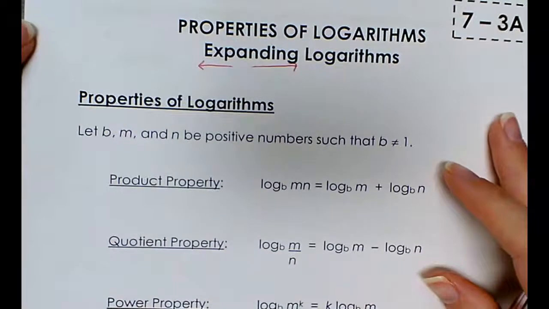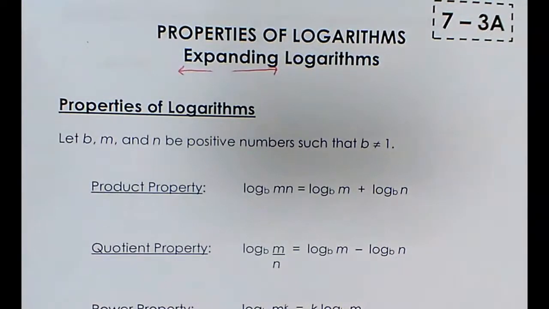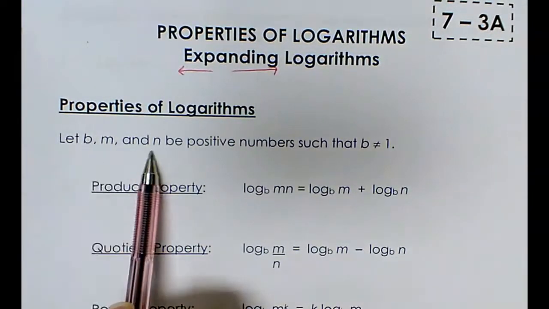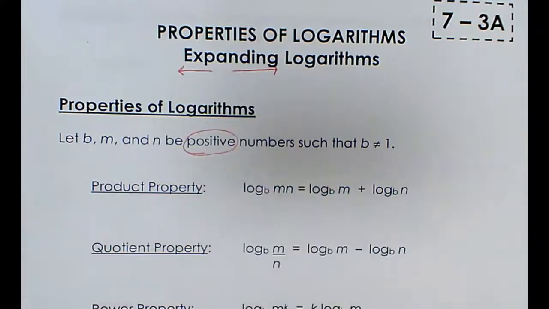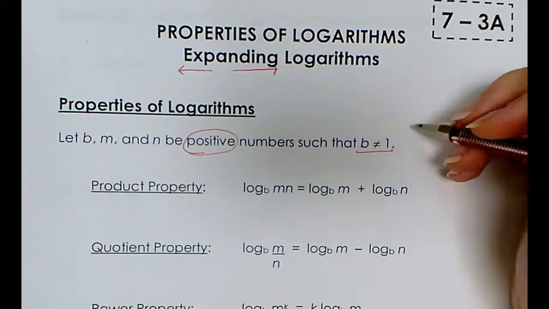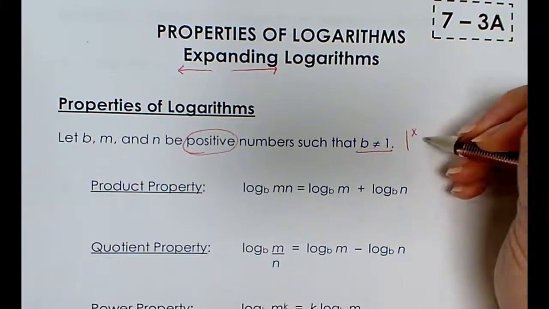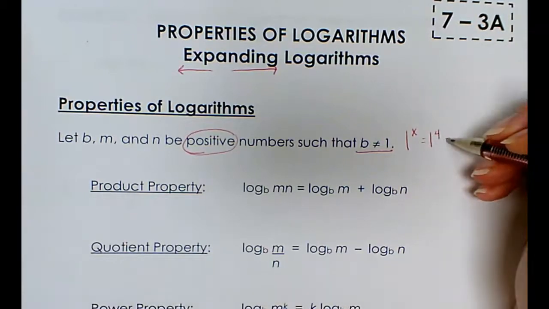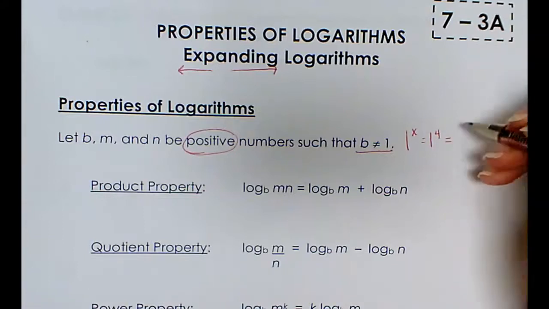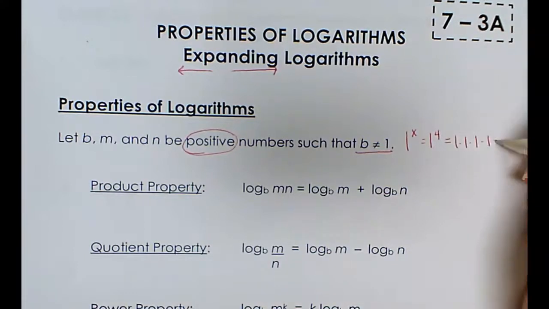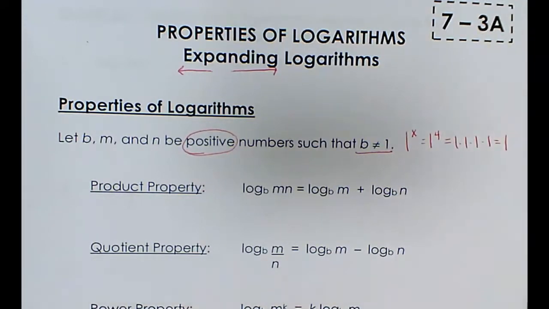When we talk about our properties of logarithms, we deal with variables b, m, and n. They're all positive numbers, there are no negative numbers, and b cannot be equal to 1. Why is that? If you have 1 to the power of 4, that means 1 times itself 4 times. 1 times 1 times 1 times 1 is going to be 1. So if the base is 1, you can never get any number other than 1. That's why the base b cannot be equal to 1.